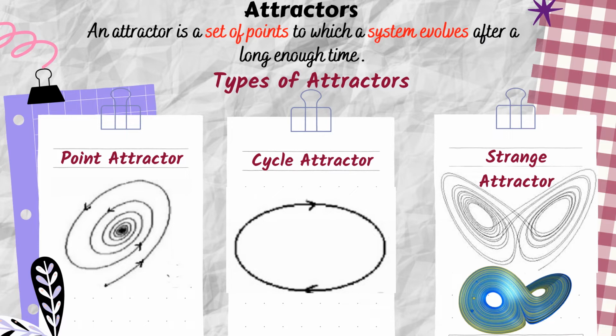Strange attractors are very important in chaos theory and the butterfly effect because this is basically the graphical representation of the butterfly effect. If you look at the graph, it somewhat resembles the wings of a butterfly, and that's probably where the butterfly effect got its name.